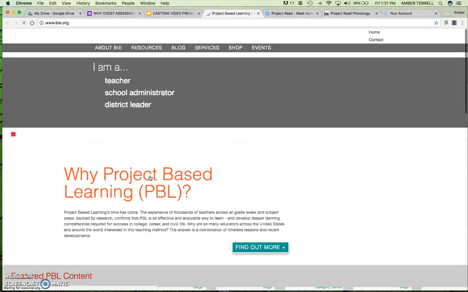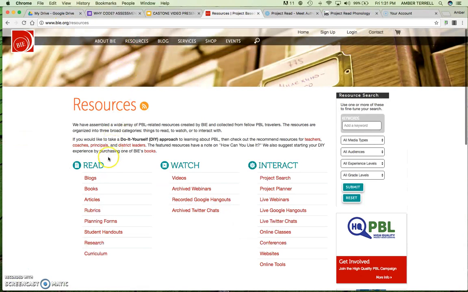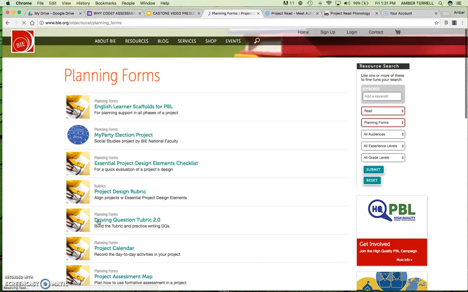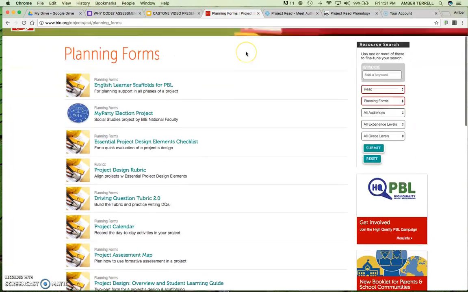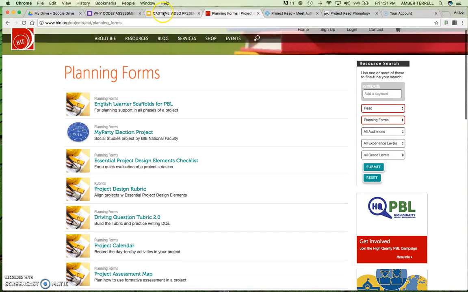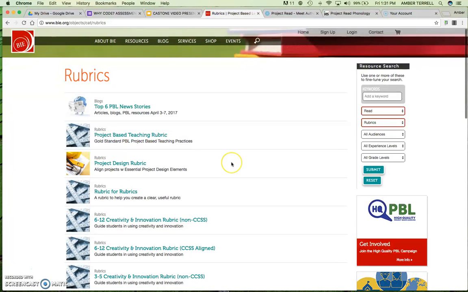So to find these, you can go to bie.org, click on Resources, click on Planning Forms, and you will find the Essential Project Design Elements checklist, a project design rubric, project calendar, and other items that will help you to develop your PBL units. Another item that you can find here are rubrics. So if you want to evaluate project-based instruction, then here's a project-based teaching rubric.